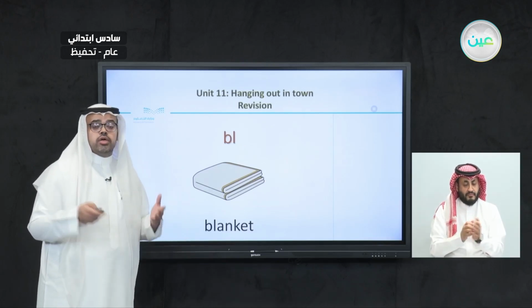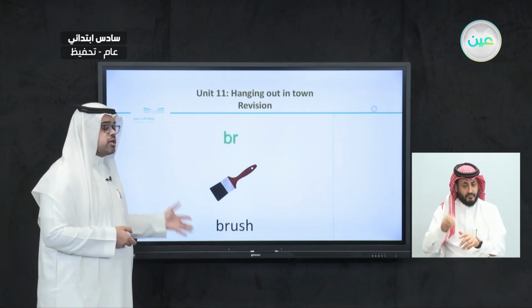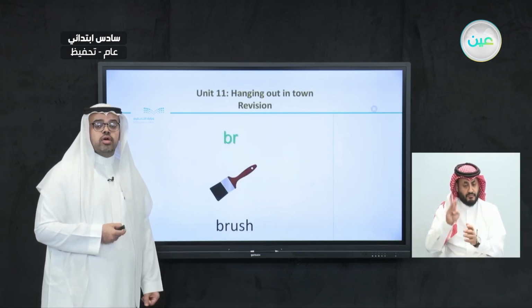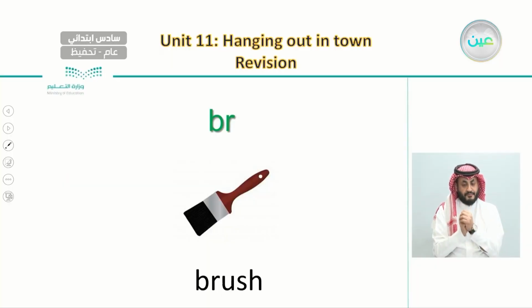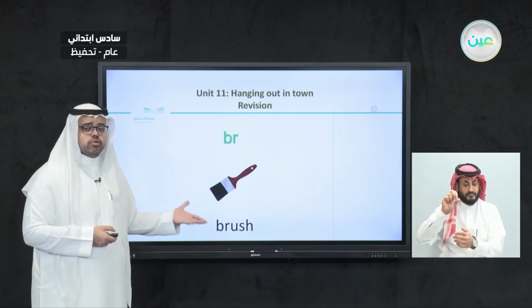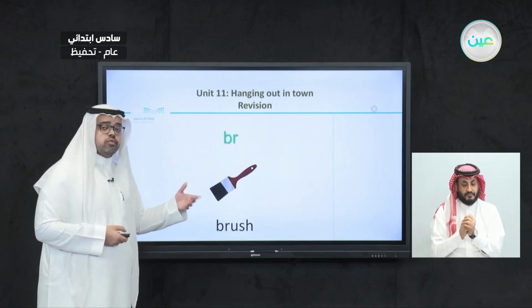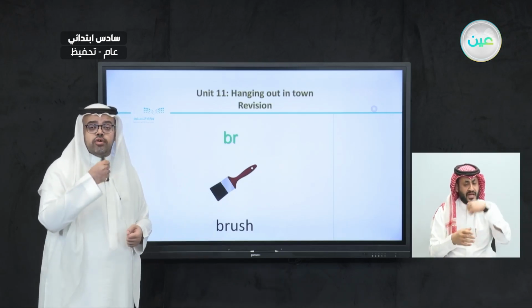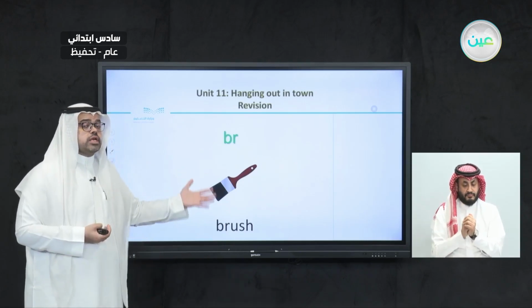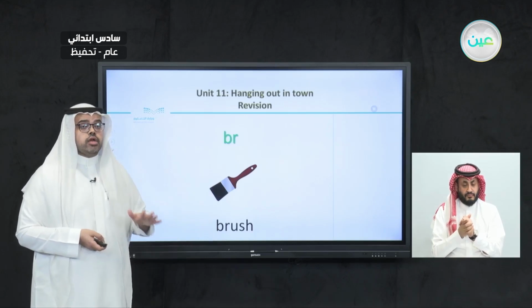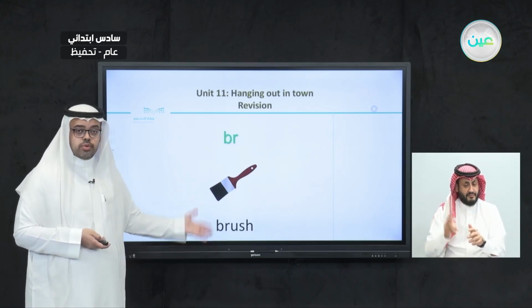Now let's get to know the second blend we have. The second blend consists of B and R. The first word we have with this blend is brush. Say after me, brush. We have many examples of brush. Maybe we mean the brush for painting, or the brush for our teeth, or the brush for the hair.